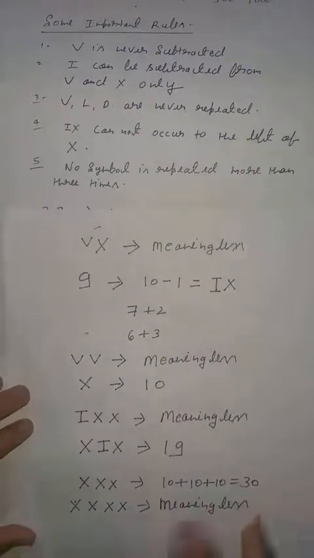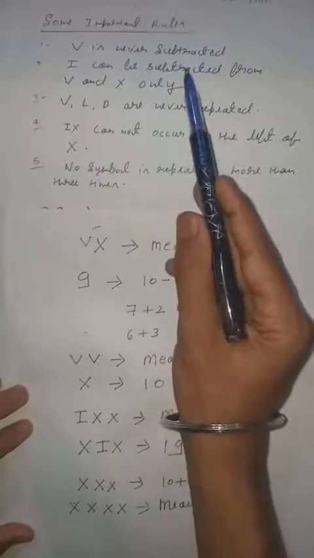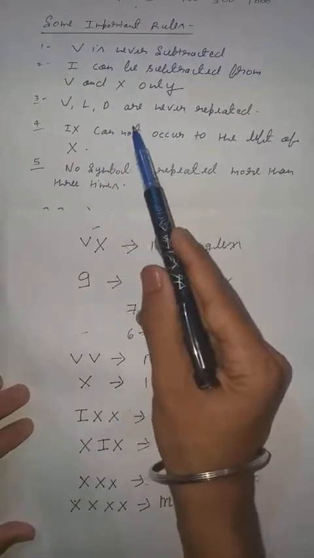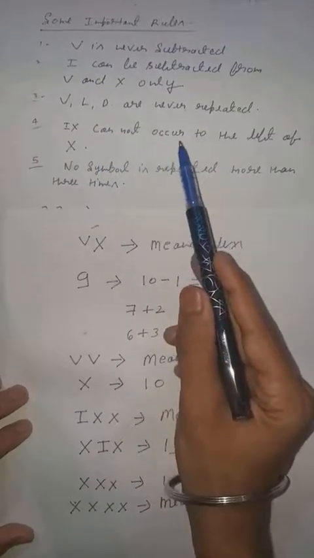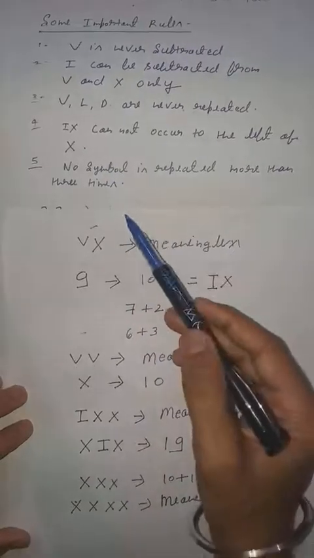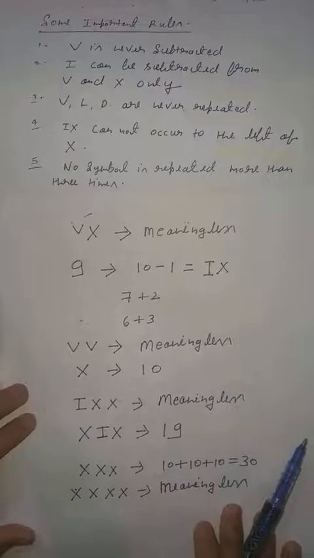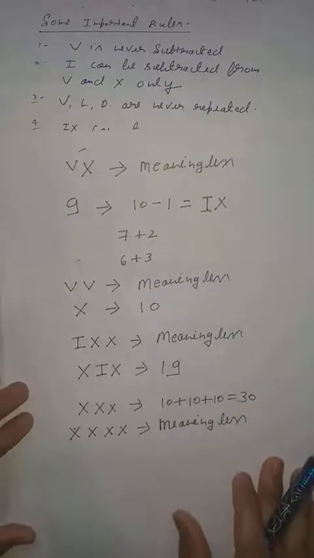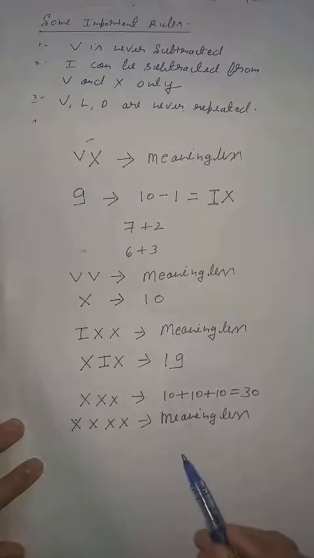Now, so these are the 5 rules. Always remember, V is never subtracted. I can be subtracted from V and x only. V, L, D are never repeated. I, x cannot occur to the left of x. And no symbol is repeated more than 3 times. So students, this is all about Roman numerals. I think now you are able to solve questions based on this. So do questions based on this.